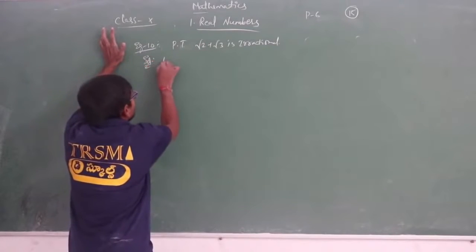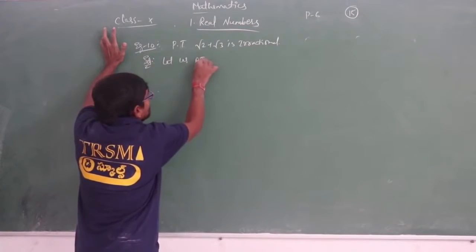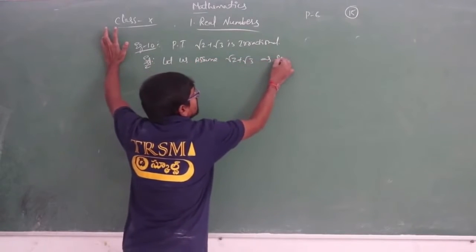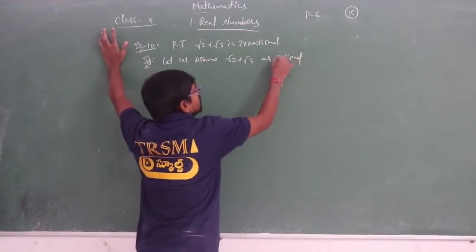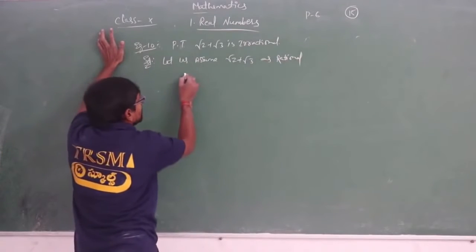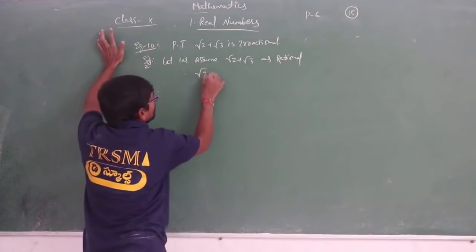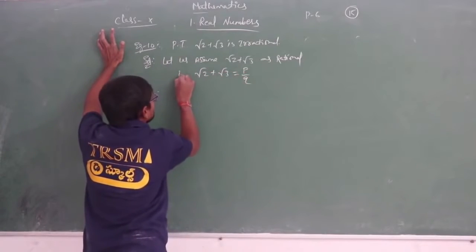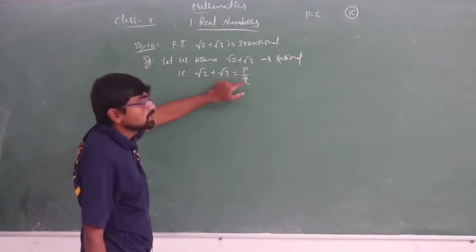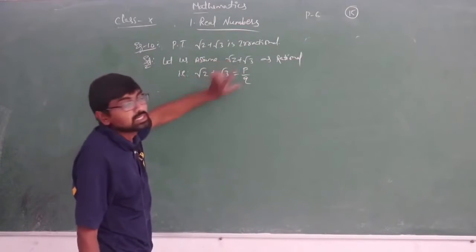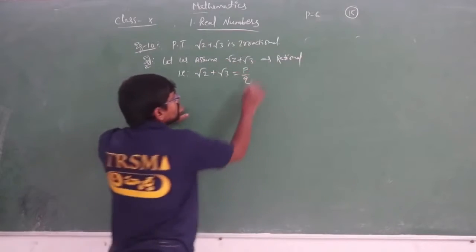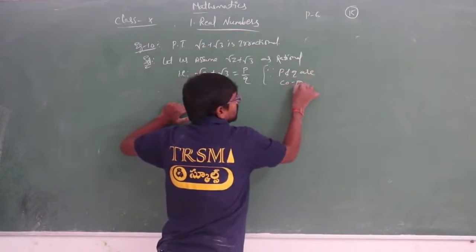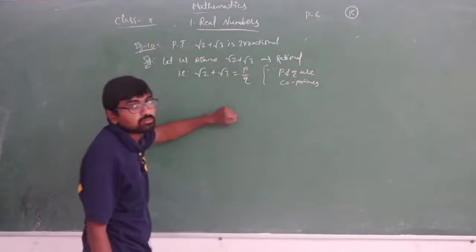So, solution: let us assume root 2 plus root 3 is rational. Therefore, root 2 plus root 3 is equal to p divided by q. Why? We are assuming it can be written in the form p by q, that is rational, isn't it? Since p and q are co-primes, these values are in simplest form.